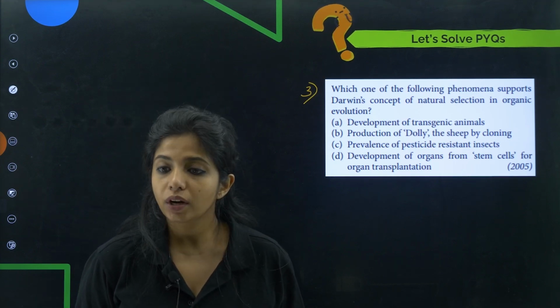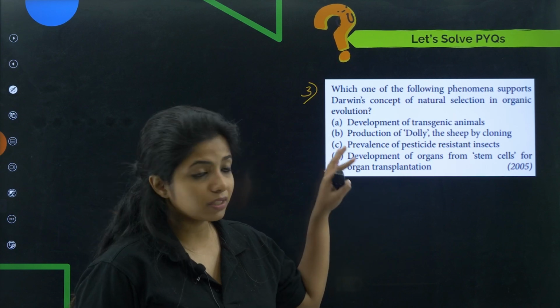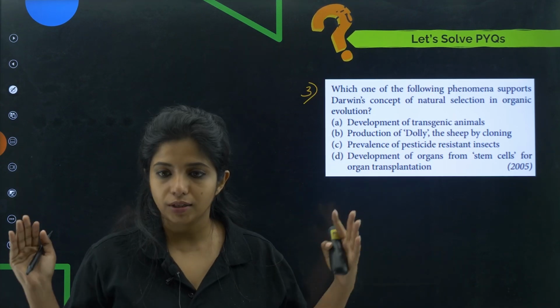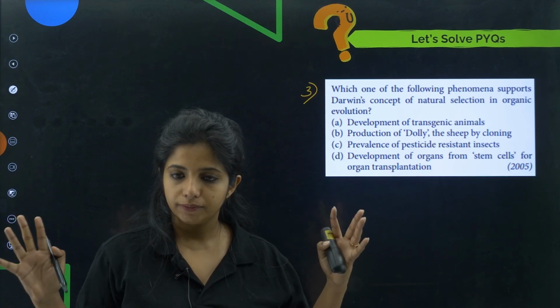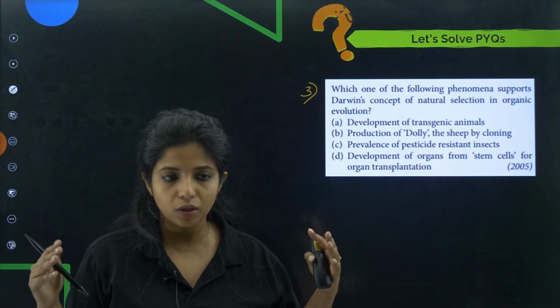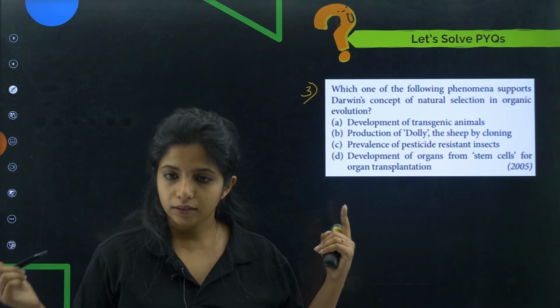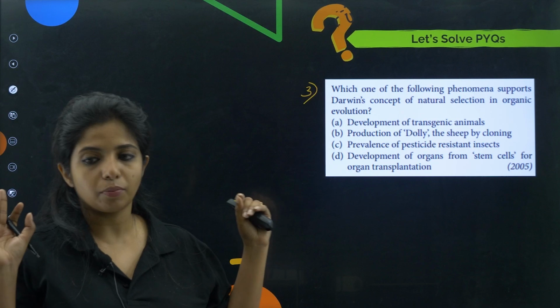Okay, which one of the following phenomena supports Darwin's concept of natural selection? So which among them is saying that Darwin's theory of natural selection was correct? What was Darwin's theory of natural selection? Basically the one that the fittest will be able to survive. That is the theory of natural selection. So over here you have to see which one is the apt for that.